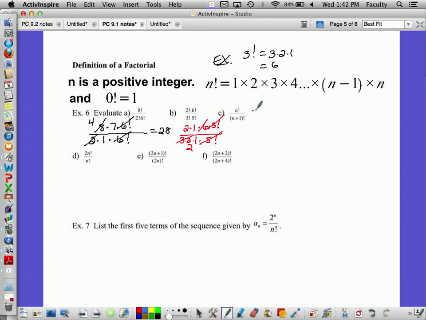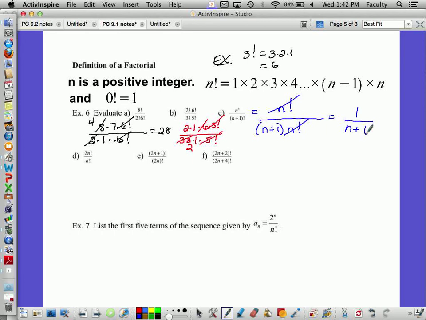So watch what I'm going to do. This is going to go n factorial over, and think about this. This is starting at n and you just decrease by 1 until you get down to 1. So n plus 1 factorial means n plus 1 times n times n minus 1 times n minus 2 all the way down until I get to 1. So now the n factorials cancel and I get 1 over n plus 1.